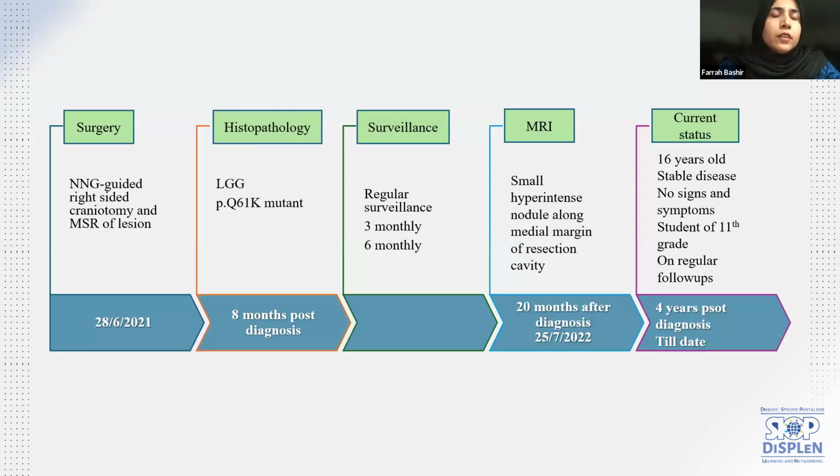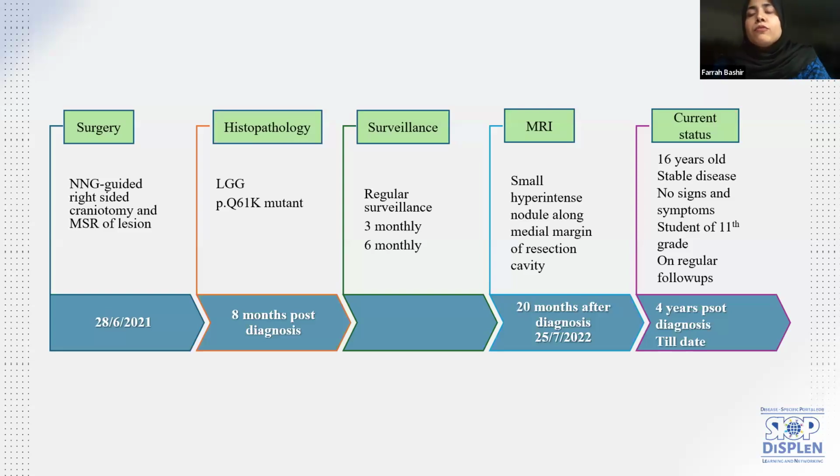The next step was to go for a second look surgery, and a neuronavigation guided right-sided craniotomy and maximal safe resection of the lesion was done in June 2021. The histopathology was consistent with low-grade glioma. After the June 2021 surgery, the patient remained on regular surveillance, initially 3 monthly and then 6 monthly. On the last MRI in July 2022 and in the serial scans, there was a small FLAIR hyperintense nodule along the medial margin of the resection cavity. But our plan was to wait and watch and do regular surveillance for the patient.